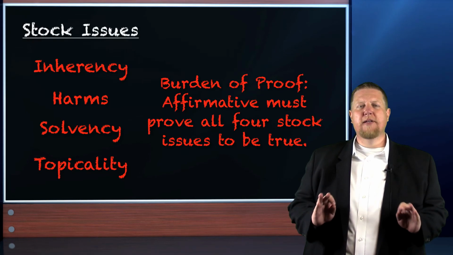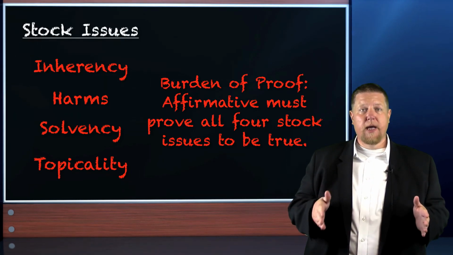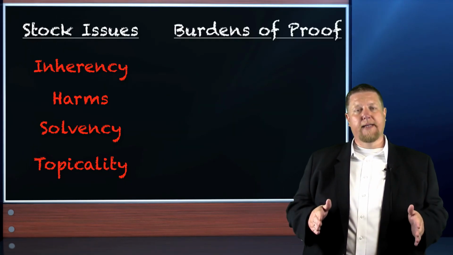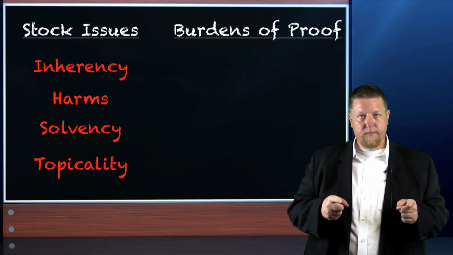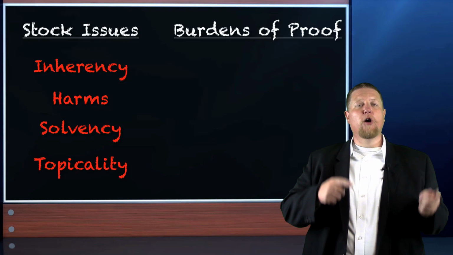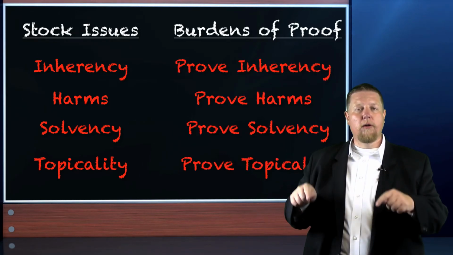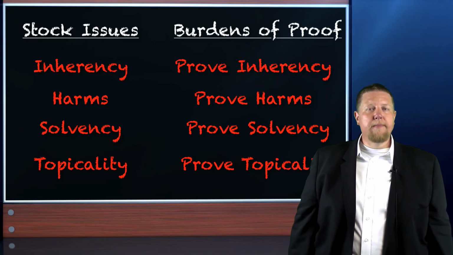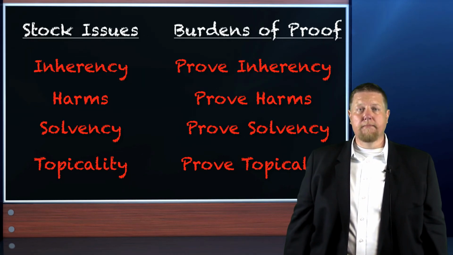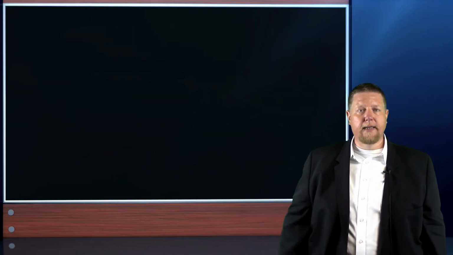If you're confused about the difference between the term stock issues and burden of proof, think of it like this. Stock issues are the actual wheels, and there are four wheels. Burdens of proof are the requirements to prove that all of the wheels exist, and there are four burdens. In both cases, the names of the stock issues and burdens are the same: inherency, harm, solvency, and topicality.